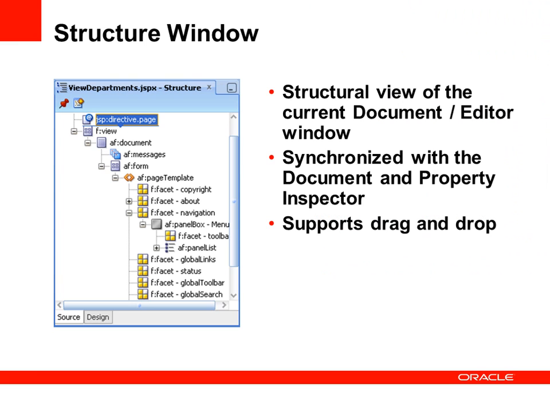The structure window gives you a hierarchical visual view of the current document editor window that you're working with. It is synchronized with the document window and the property inspector, such that if you select an item in the main document window, it will be reflected in the structure window, and vice versa. If you select components within the structure window, that selection will also be reflected in the document window. The structure window supports drag and drop, so you can pick up components and move them around in the structure window, and that will be reflected in the main document window as well.